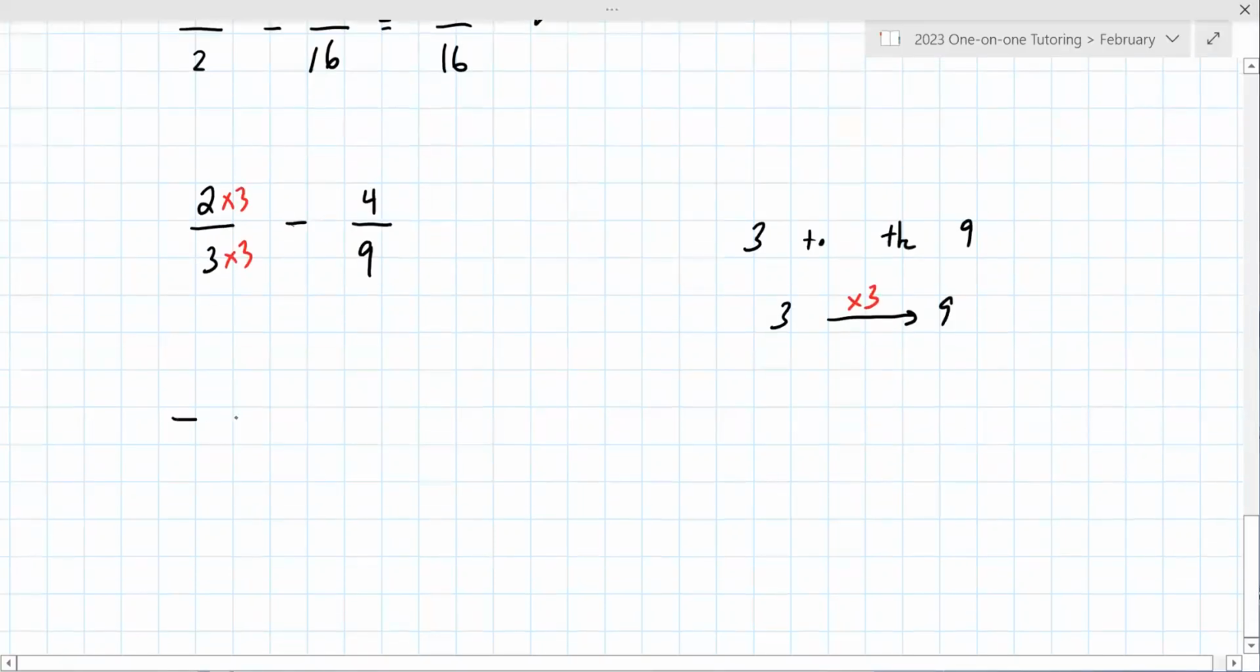3. So tell me what the left fraction becomes. Okay.